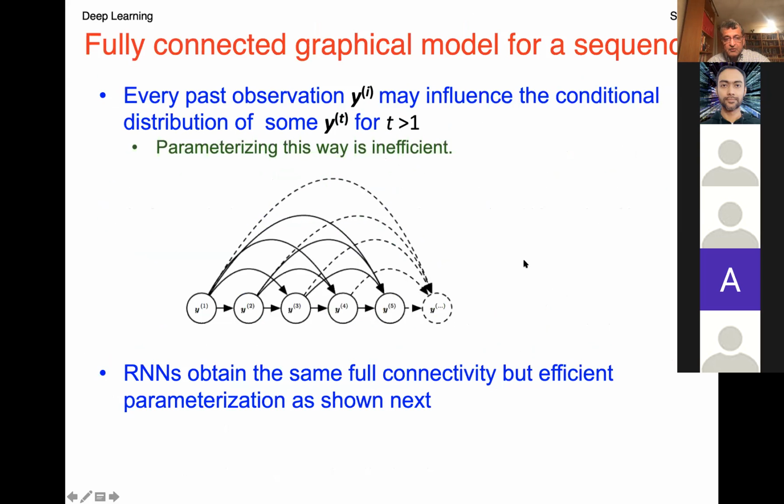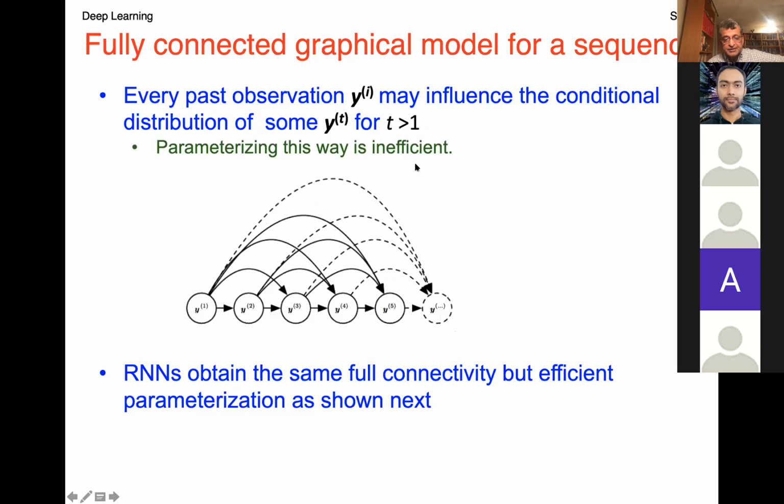So a fully connected graphical model for a sequence. Supposing I say, here is a sequence of words: this is a market of vegetables. That's a sentence, and those are the words in the sequence. In a fully connected model, every word depends on every previous word, so we have all these links here. Anyway, a fully connected model is being shown here. Fully connected graphical model for a sequence: every past observation yi may influence the conditional distribution of some yt for t greater than i. So this would be a naive graphical model for a sequence of words that is dependent on the previous words.